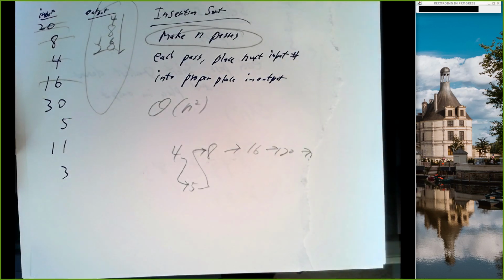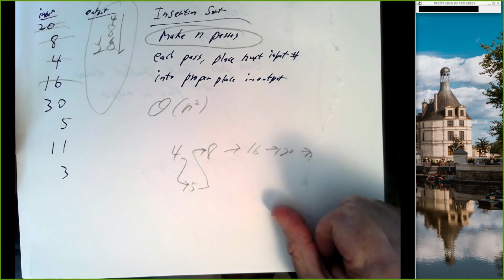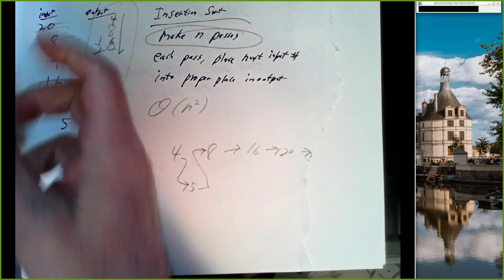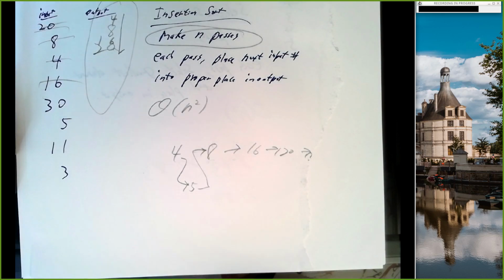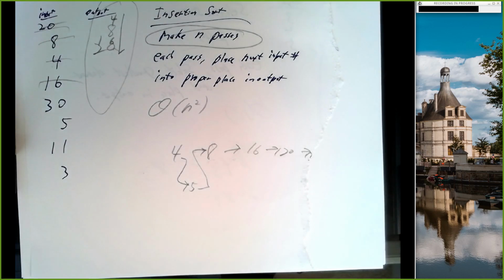So I picked the first exam and put that in an output pile. Then I take the second exam and place it either before or after that first one. So now I've got two things in my output. Now I take the third exam and place it either before, in the middle of, or after those two exams. And so I'm building an output pile.